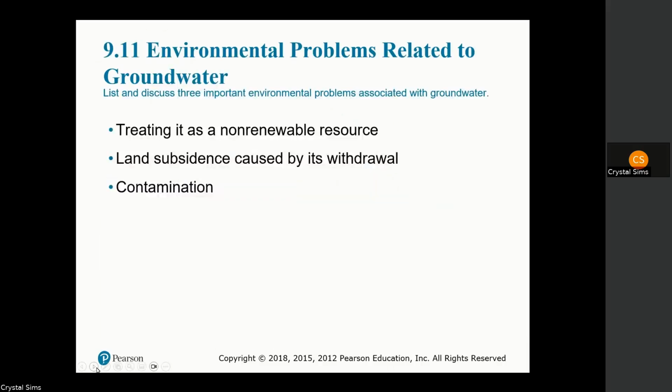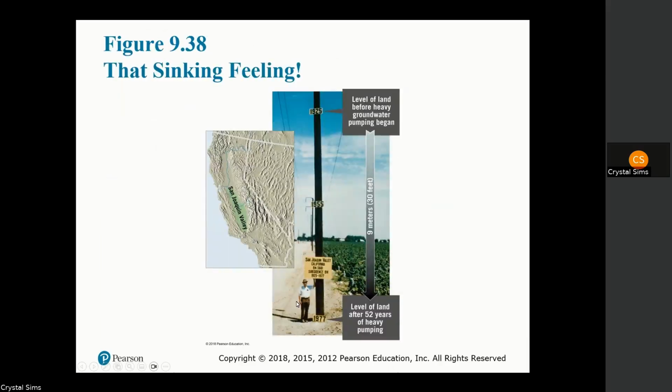So what are some environmental problems related to groundwater? Well, treating groundwater as a non-renewable resource. And where this occurs, the amount of water that's available to recharge the aquifer is less than the amount being withdrawn. And we have water shortages that occur out west because of this. We can also have land subsidence caused by groundwater withdrawal.